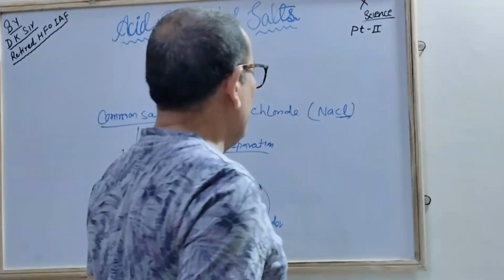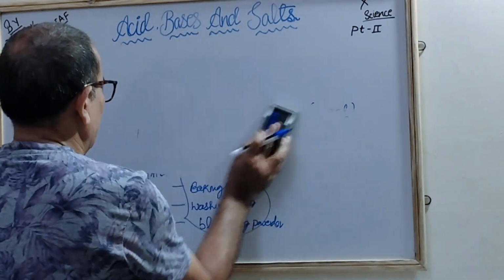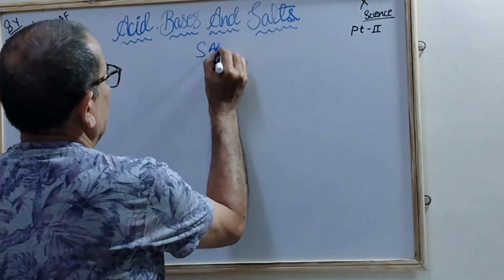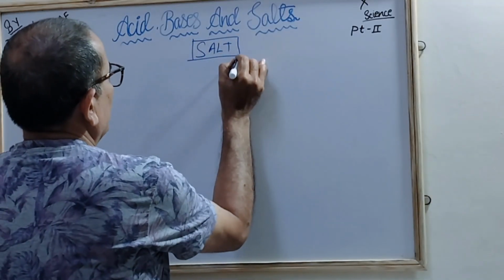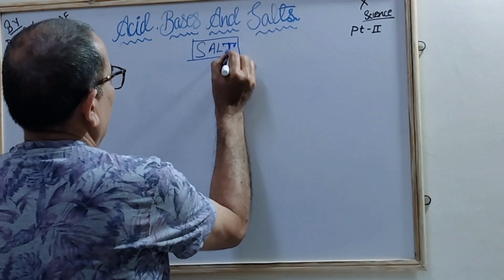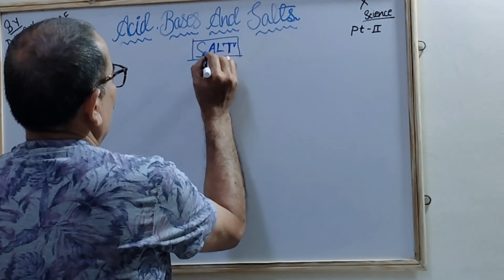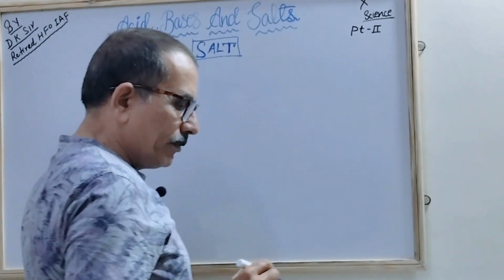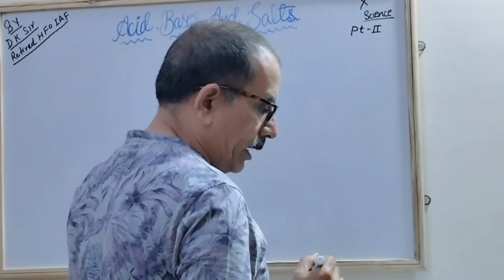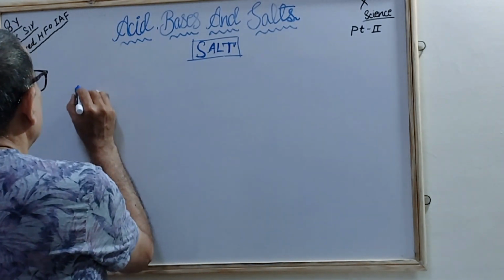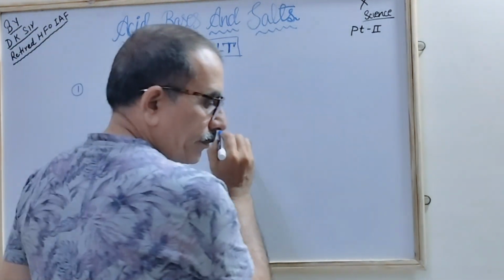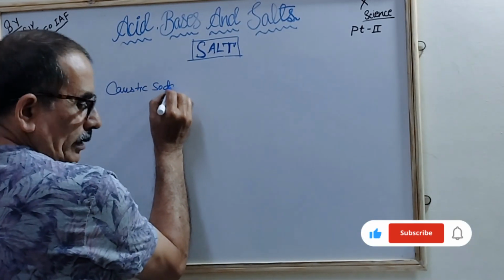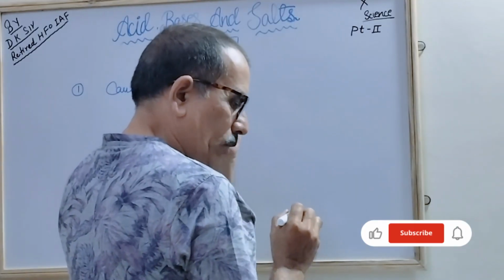One by one we will see how we are using it. The salt, I write it here: SALT, very important, whether it is the preparation of food or the production of different materials. Now the first we will see is caustic soda. What is caustic soda? What we call it is sodium hydroxide.